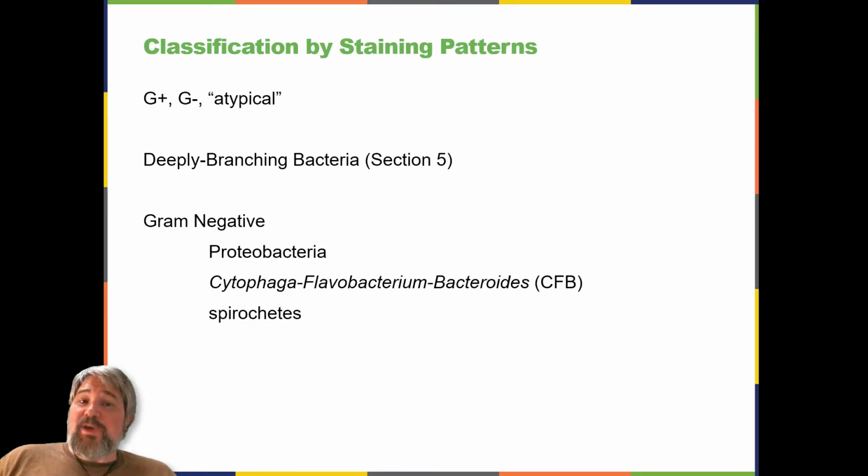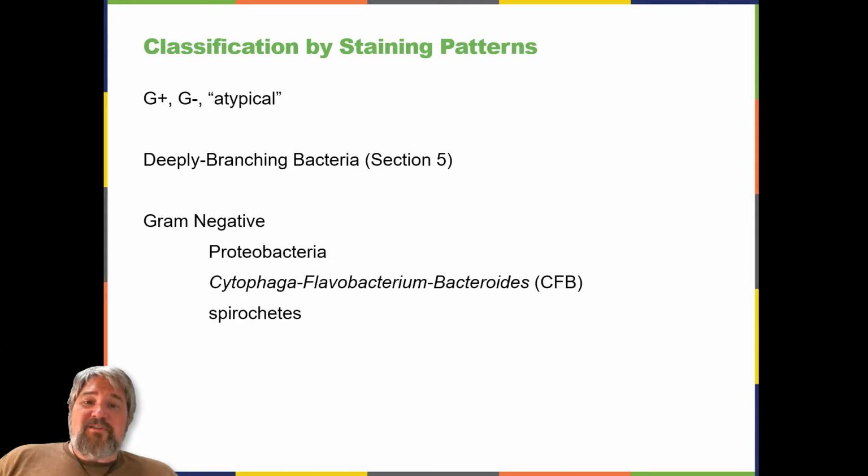The CFB group of bacteria includes components of the normal human gut microbiota, like Bacteroides. The spirochetes are spiral-shaped bacteria that include the pathogen Treponema pallidum, which causes syphilis. We will characterize these groups of bacteria in more detail later in the chapter.